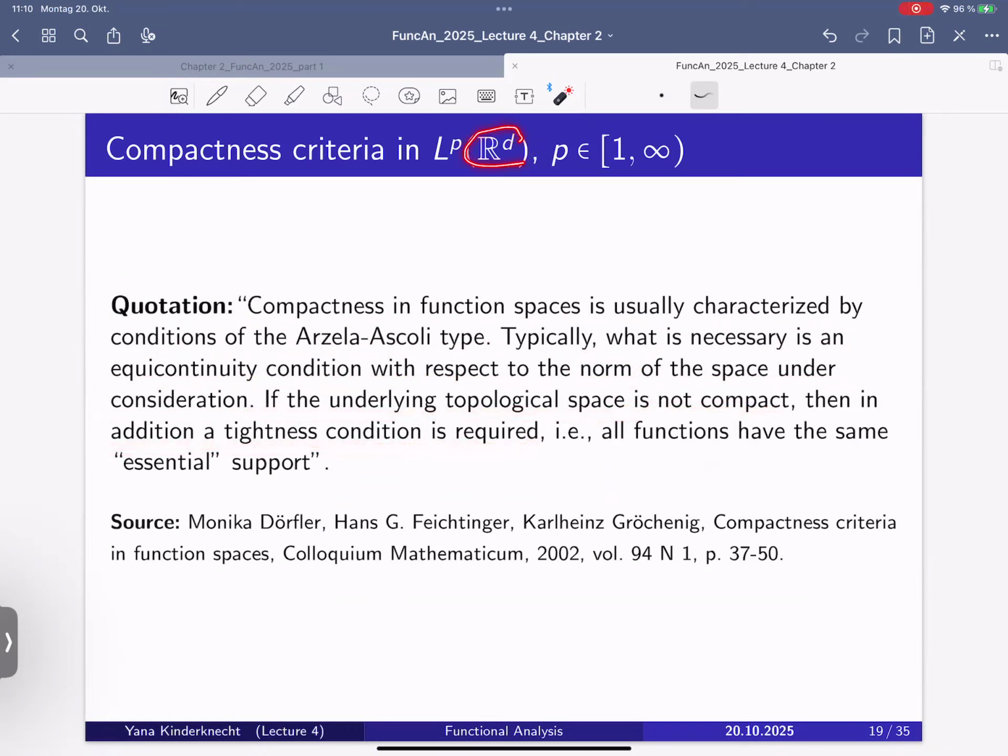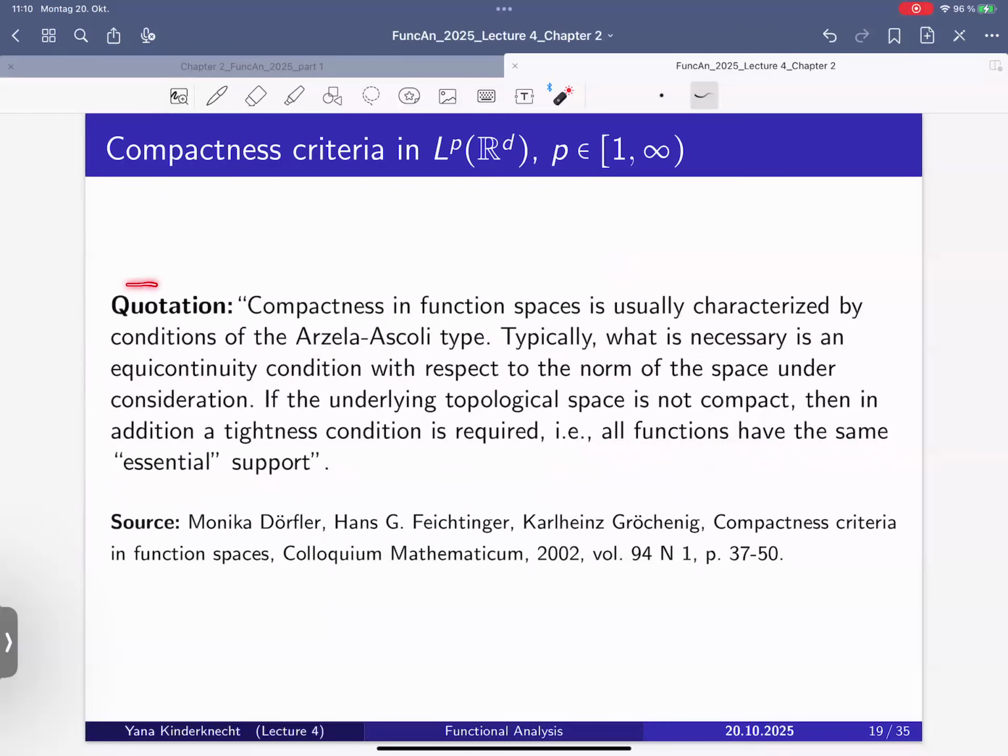Yeah, so if it is not compact, we need not only a kind of equicontinuity, but also a kind of tightness. What does tightness mean? Roughly speaking, tightness means that all functions or all elements of the set which we are considering have, roughly speaking, the same essential support. What does it mean? We will clarify in a minute.